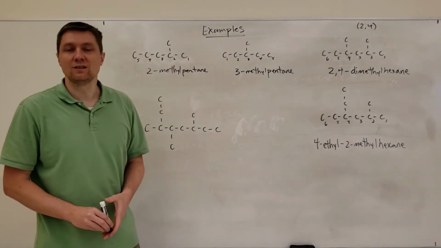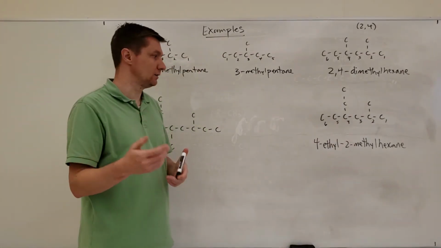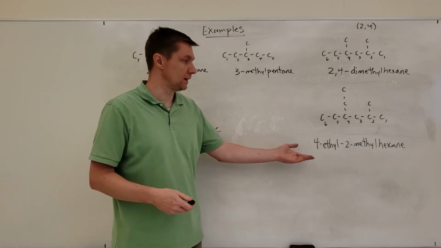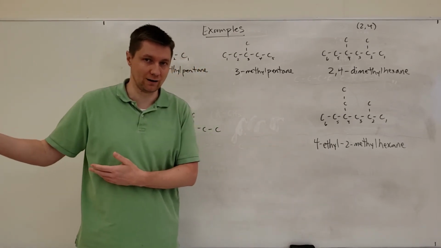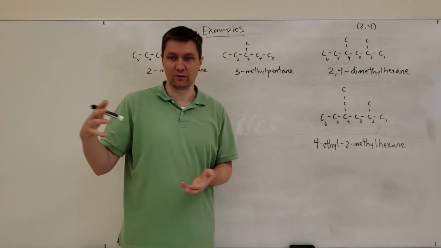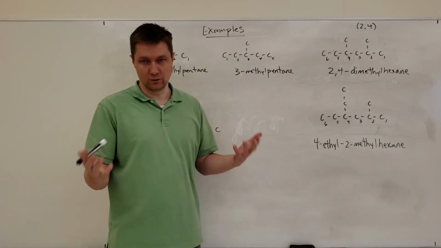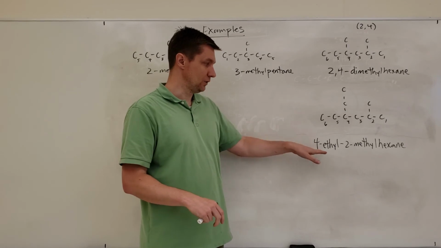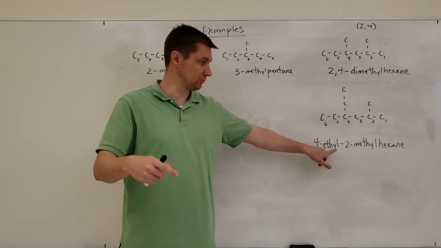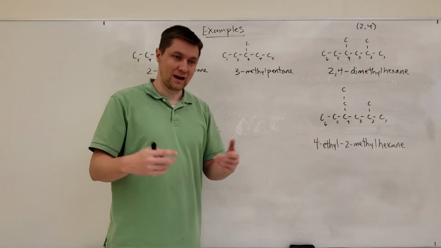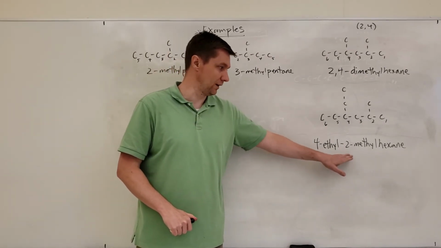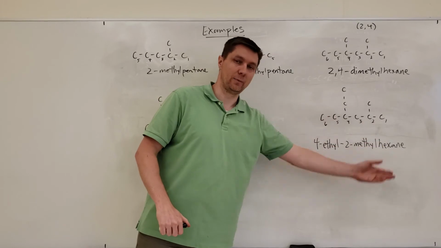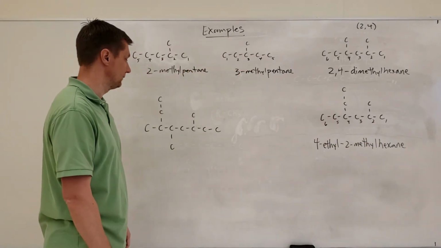A huge tendency that a lot of kids have as they go to name something like this is they just want to put the numbers that are lower at the front and the numbers that are higher after. And so they would go 2-methyl, 4-ethyl, and we don't do that in this case. You have to make sure that because E comes before M, that molecule has ethyl first, so we have 4-ethyl and then 2-methyl, and then the parent chain hexane at the end.